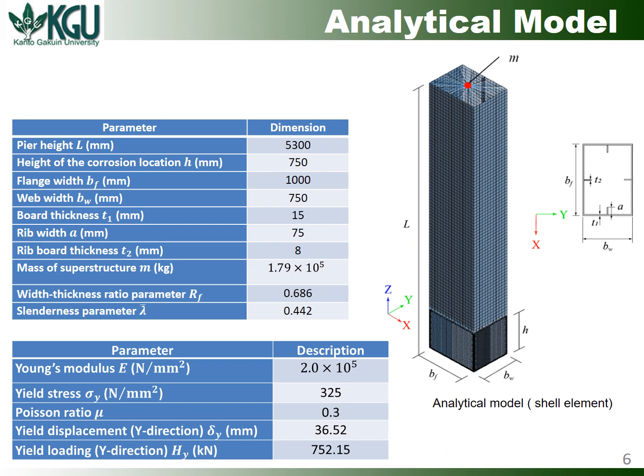The target bridge pier is modeled by the finite element model using shell elements. The structural parameters and material properties are summarized in these tables. The length of the analytical model is 5.3 meters. The width thickness ratio parameter is 0.686 and the slenderness ratio parameter is 0.442. So, it can be seen that this pier is a thin-walled structure and is prone to local buckling. General steel materials are used for the material properties.